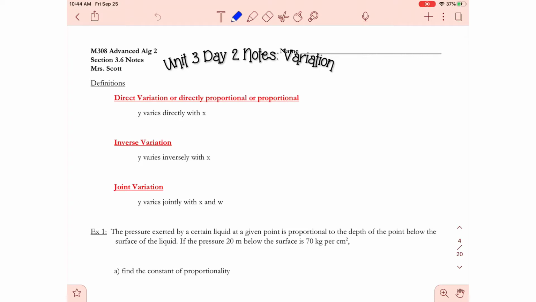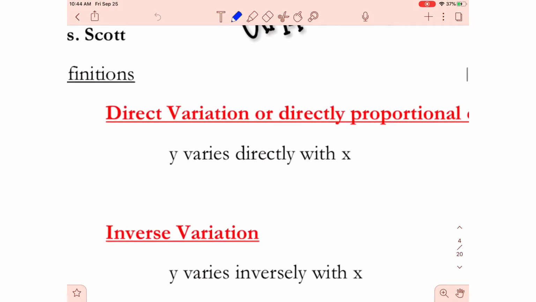Hey class, so this is a quick video intro for the notes for day 2 of unit 3. The topic is variation. Variation is going to be a type of word problem that we do in this unit, and there are 3 different types of variation that we're going to talk about. Okay, so there's direct variation.